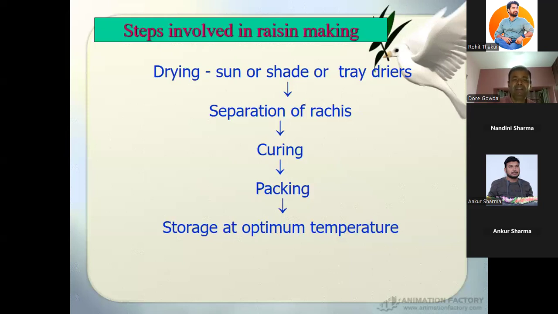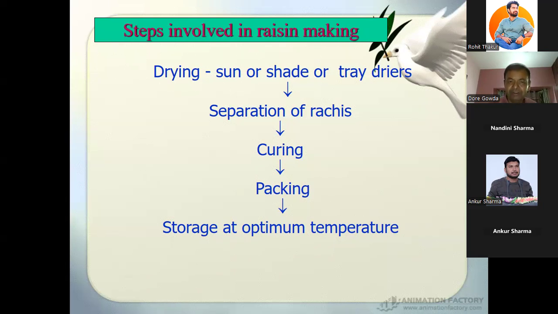Drying, as I said, we can dry in sun or shade or tray dryer. Then separation of raisins. This is very important. When it is wet, we should not separate the grapes from the bunches until it is dry to the optimum stage. The whole thing stays in the grape bunch itself. Only after drying to the proper stage should we separate the raisins.